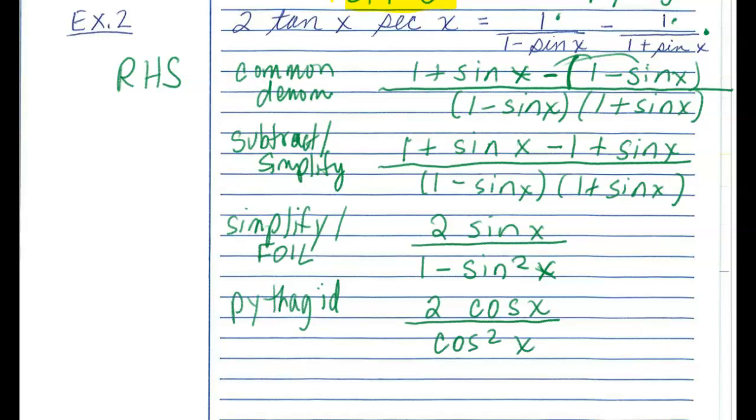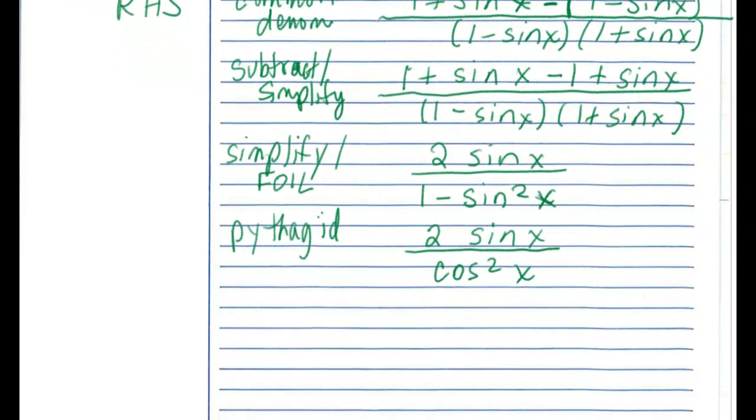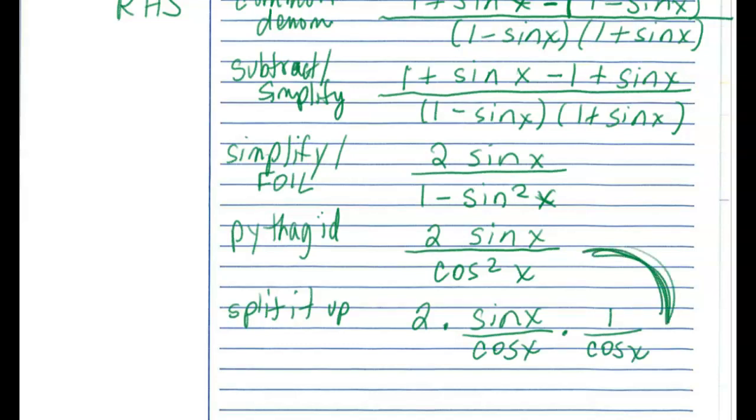I think we're almost there. Oh, I messed up. I wrote cosine. Sorry. It's still 2 sine x. Okay. We know tangent is sine over cosine. We know secant is 1 over cosine. So I don't know the exact mathematical terminology here. I'm going to say split it up. I think it's multiplication. So we can say 2 times sine x over one of the cosines times another one of the cosines. As long as these two are equivalent, we can do whatever we want.